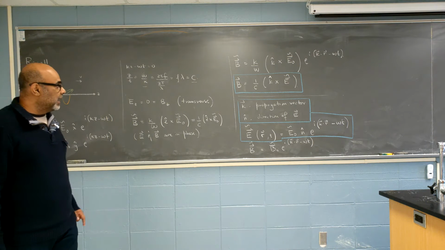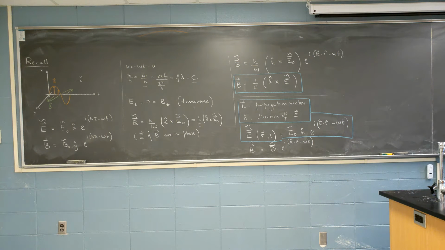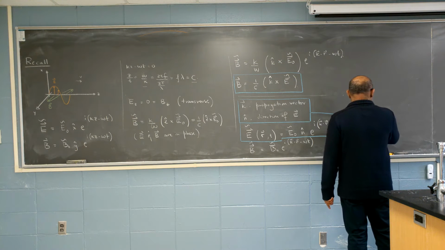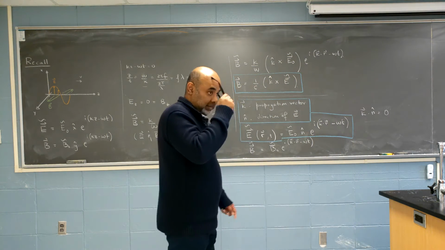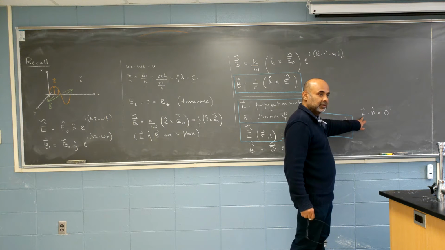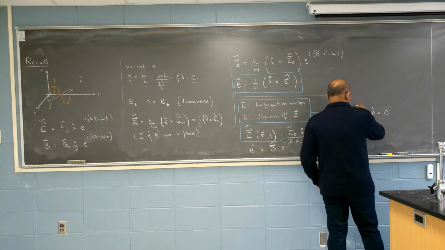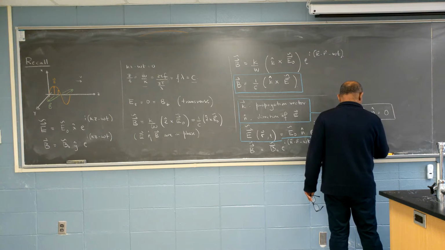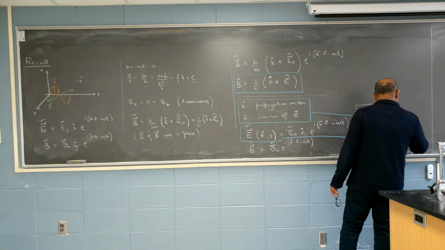There's one caveat in here: it's a transverse wave. We haven't specified that so far. So there's a condition here. The electric field is perpendicular to the propagation direction. So this is also true for B, and E is perpendicular to B.